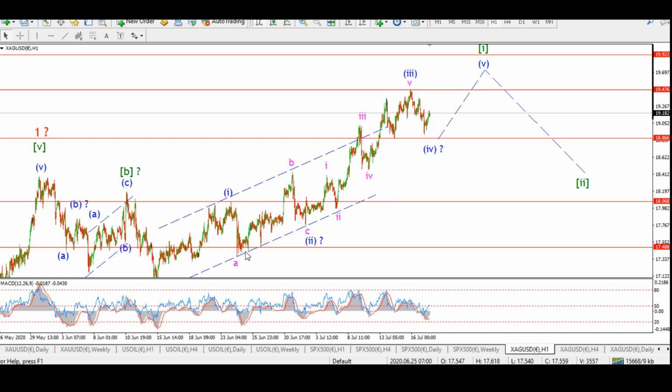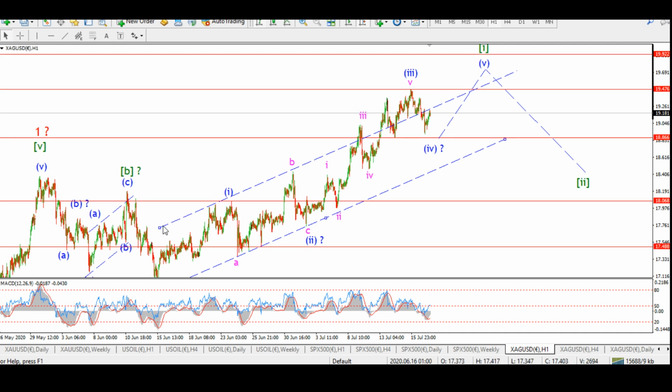So if wave 2 was a running flat, you would expect wave 4 to be a simpler pattern, and I would expect it to take shorter than this kind of extended wave 2. And maybe we have that already in. I don't know whether this initial decline is wave A, and then an expanded flat wave B is under, or sorry, an expanded flat wave 4 is underway.